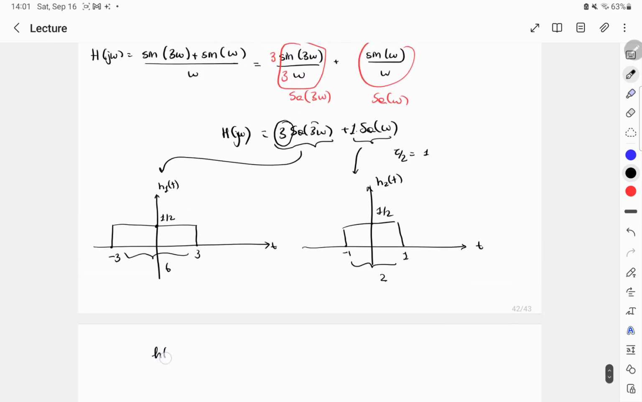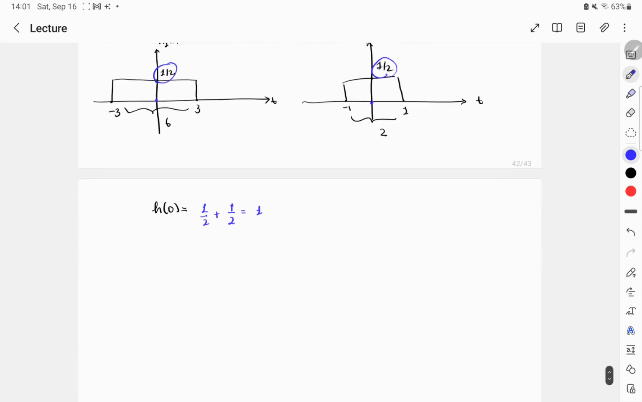So we are asked to find h(0), which is equal to, when we have 0 here, our value is 1 over 2. When we have 0 here, we have 1 over 2 as well. So our result will be 1. And this is our final result.